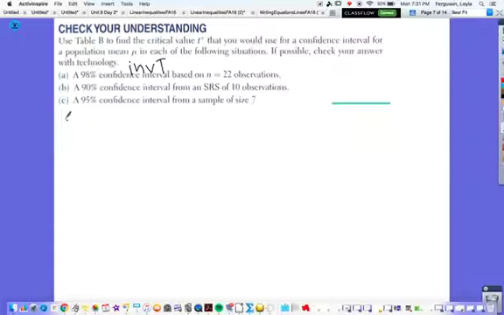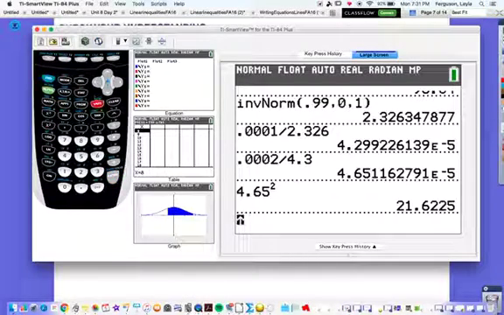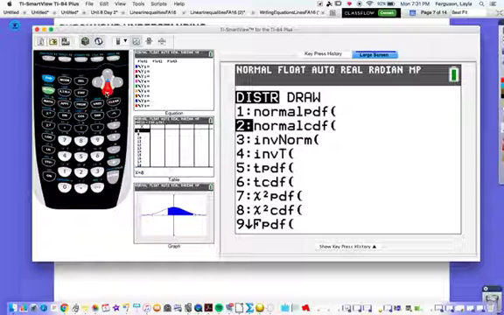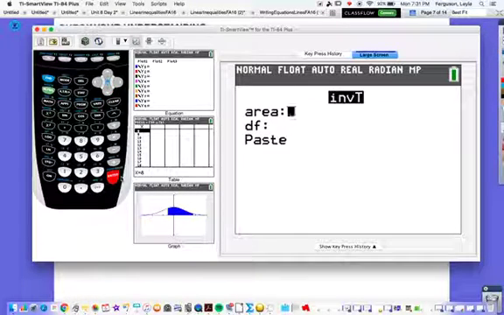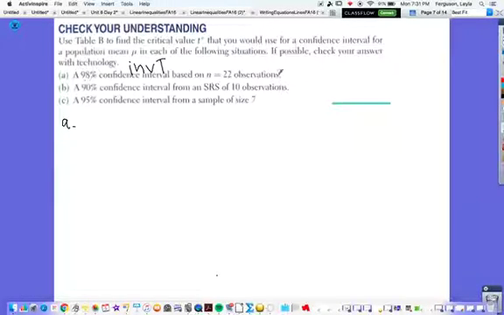So for A, you want to do a 98% confidence interval based on n equals 22 observations. So we're going to go on the calculator to second vars, and you're going to go to option 4. You're used to using inverse normal, but now you're going to go to inverse T. Your area is going to have to do with your confidence interval.